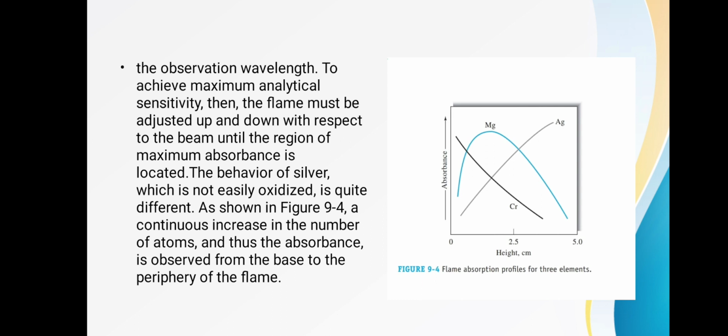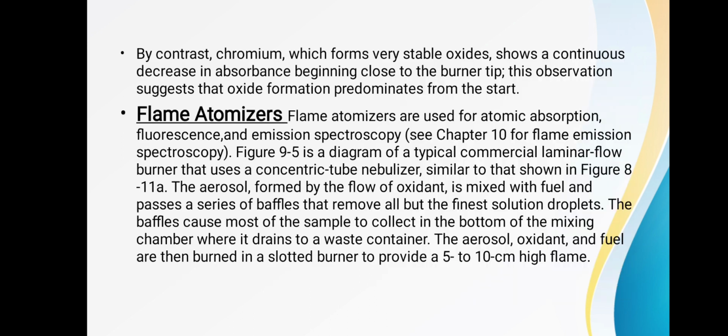The behavior of silver, which is not easily oxidized, is quite different. As shown in the figure, a continuous increase in the number of atoms, and thus the absorbance, is observed from the base to the periphery of the flame. Here you can see the diagram of the flame absorption profiles for three elements. By contrast, chromium, which forms very stable oxides, shows a continuous decrease in absorbance beginning closer to the burner tip. This observation suggests that oxide formation predominates from the start.